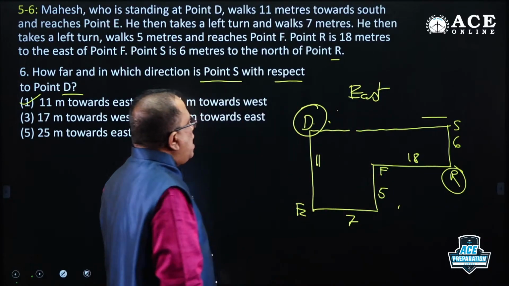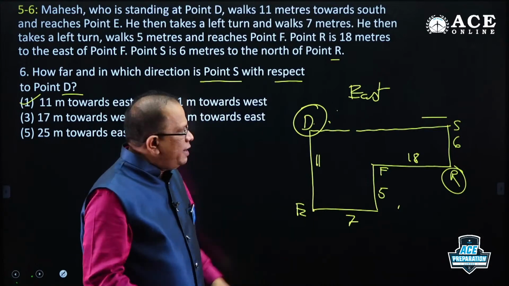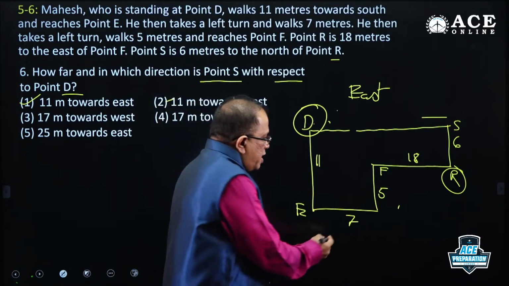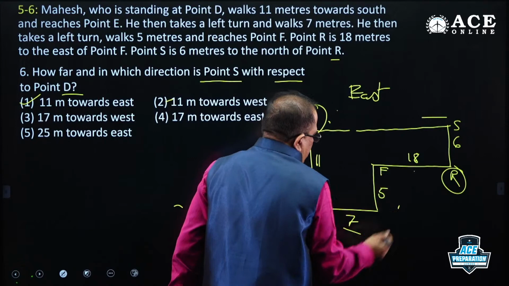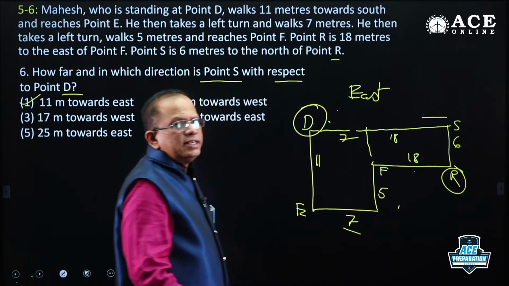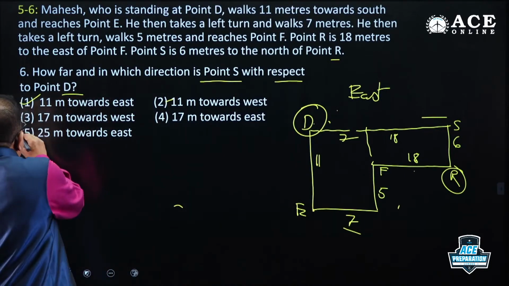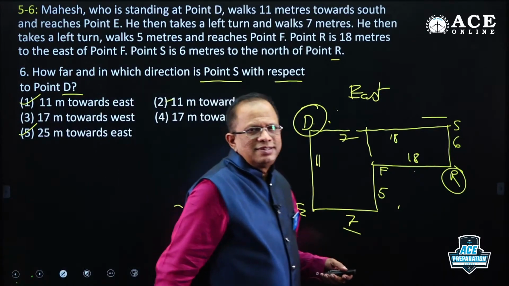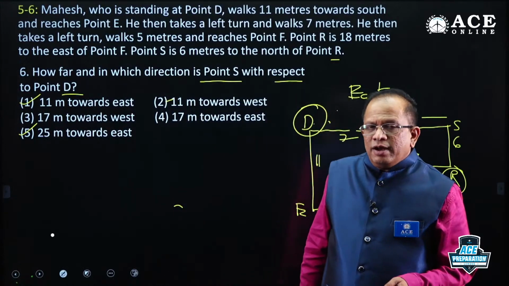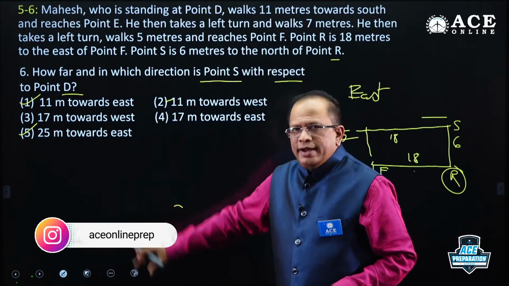Then, how far? What is the distance? They did not give it directly, but we had to calculate. If you calculate, then look here. This is 7, this is 18. 7 plus 18 is how much? 25. 25 towards east. Choice number 5 is the answer. Is it clear? Now they are asking direction as well as distance. Both we can handle.